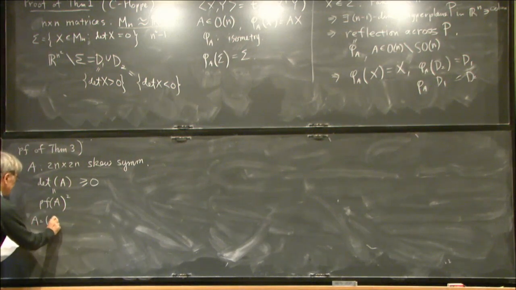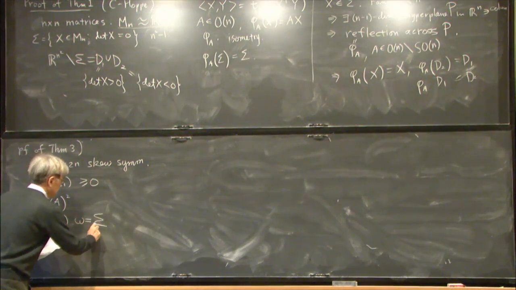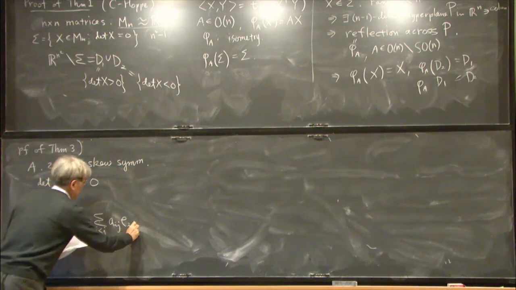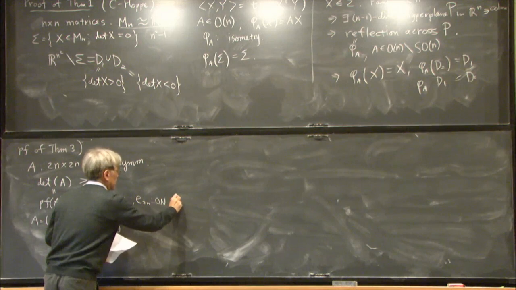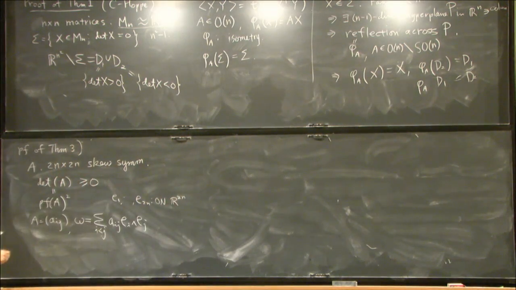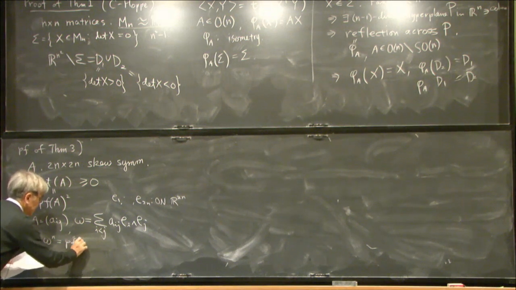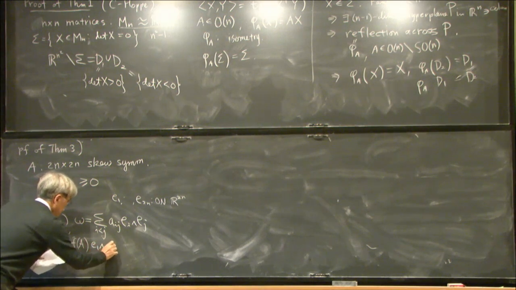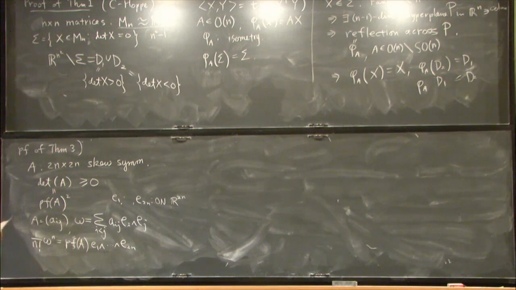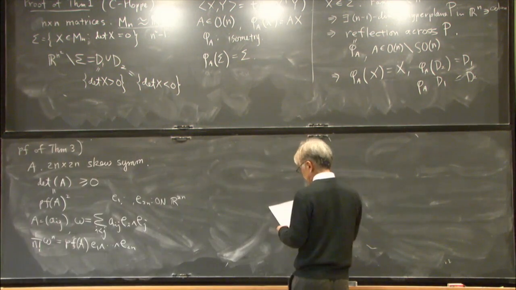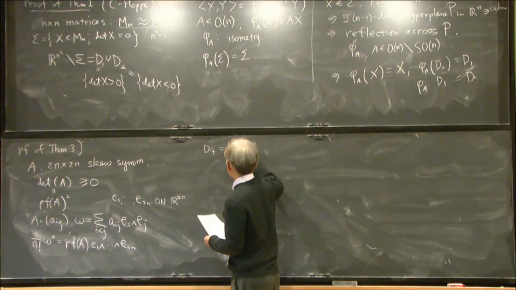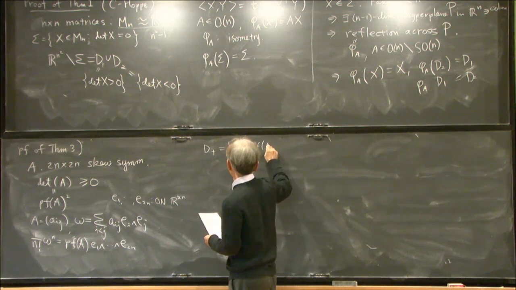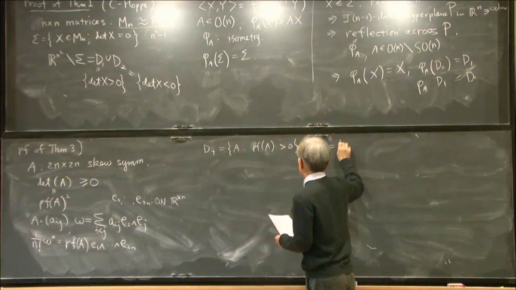And if A is a skew-symmetric matrix A_ij, then we can consider two vectors, and e1 through e2n are the standard orthonormal vectors on R^2n. Then 1 over n factorial omega to the n equals some scalar, which is defined to be the Pfaffian times e1 wedge through e2n. So with this definition of the Pfaffian, we can define D plus and D minus. So D plus is the set of all matrices with positive Pfaffian, and D minus is those with negative Pfaffian.